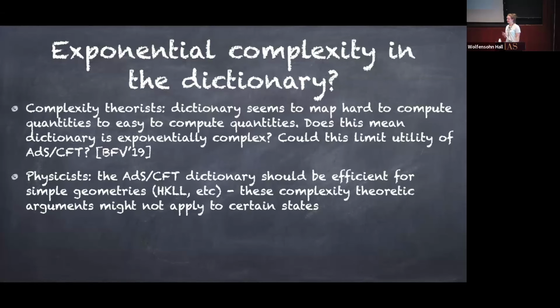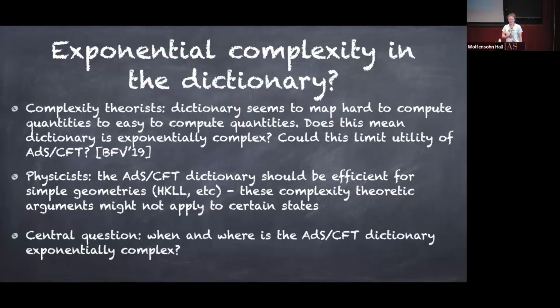In complexity theory, we're typically interested in worst case complexity. So how hard is the hardest problem of this type? But for any hard problem, you can typically find easy instances of that problem. So it could well be that for the states of interest in ADS-CFT, there is an efficient method to measure entanglement or complexity. But there also might not be. This is an interesting open question.